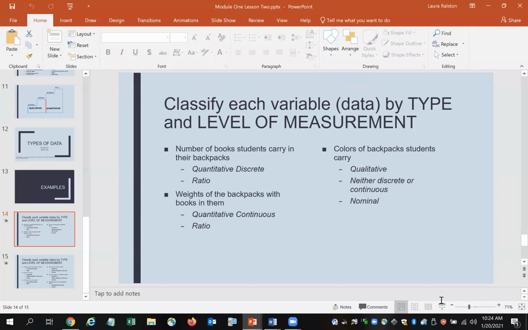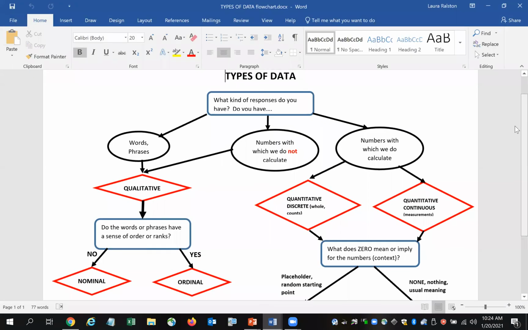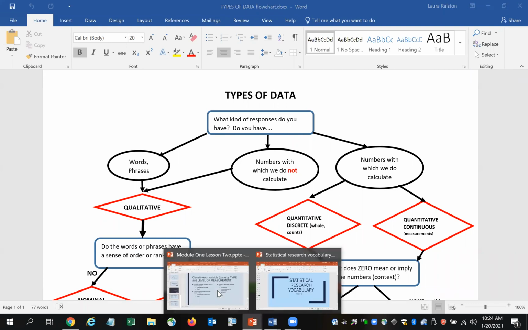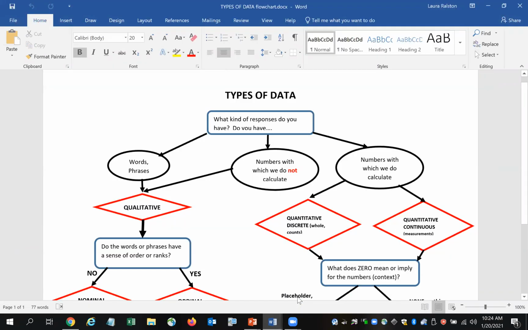Now, some of you may find in D2L, under the lesson for types of data, I created a flow chart, and for some of you that may help you make a decision. It walks you through that thinking process that I just went through with the example about the number of books. Let me see what the next example is. Okay, the next example is the weights of the backpacks.